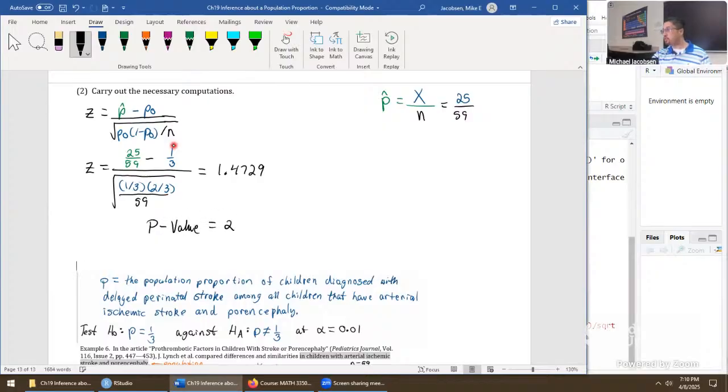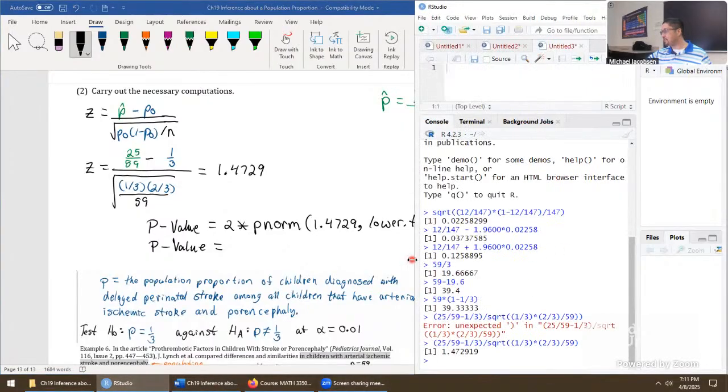The p-value is going to be 2 times p-norm. Our syntax said take the absolute value of this, but once we observe it's positive, we don't need to run that portion. We'll just go 1.4729, lower dot tail, set it to false. So this will give us a p-value immediately to double check. Don't forget the 2 times right there. That's an easy thing to miss on this kind of process.